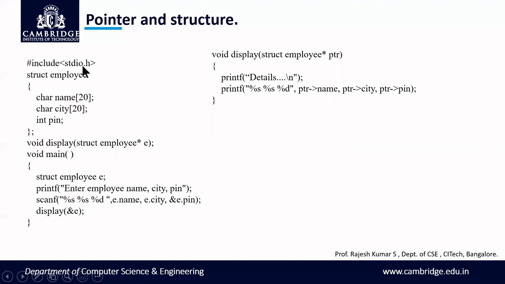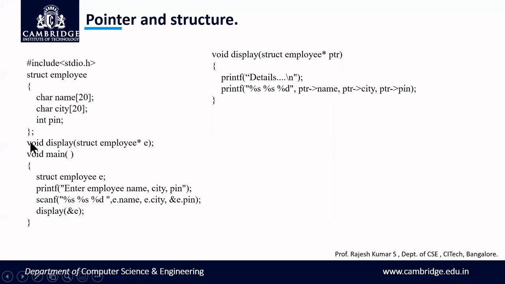Now, below this, after defining the structure, we are writing a function called void display. This particular function has only one parameter, that is e, a pointer variable of the type struct employee. We are using a pointer variable. You can see we have put the star, which implies it's a pointer.